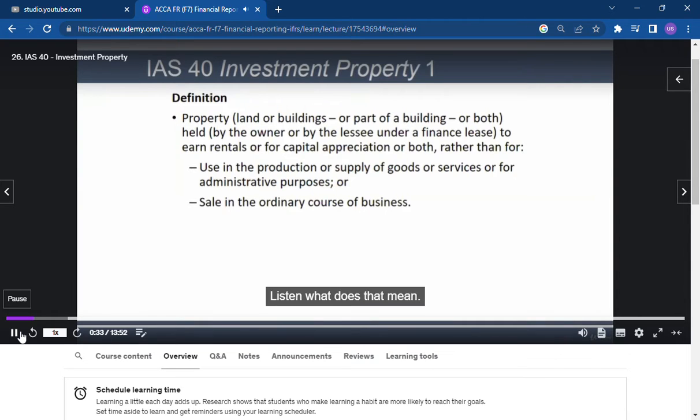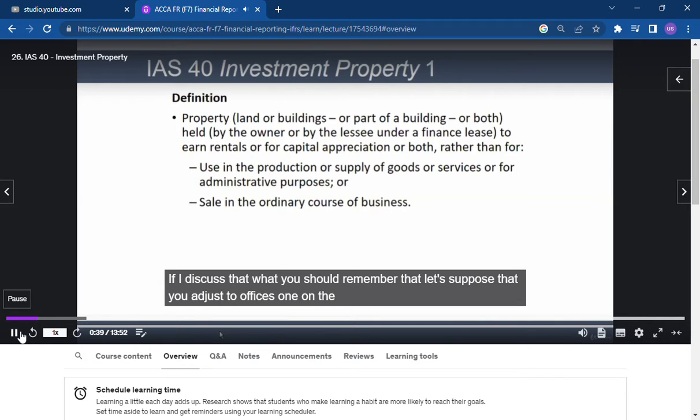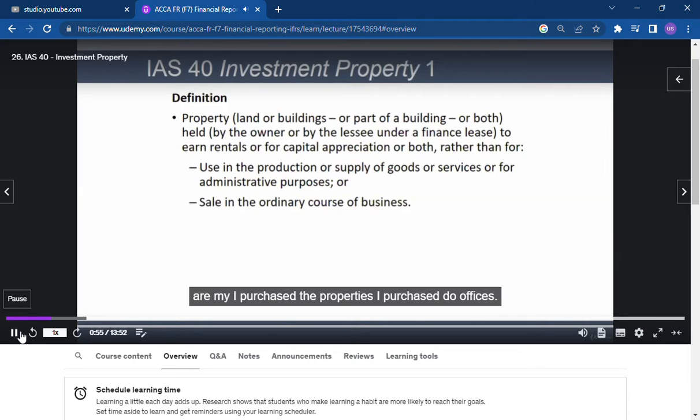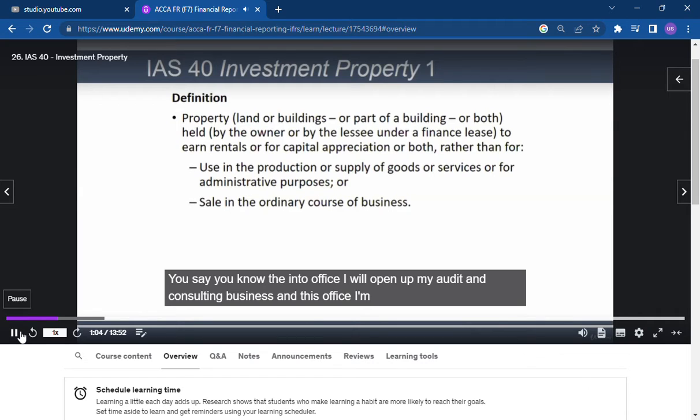Listen, what does that mean? I'm not sure if I explained this to you before or not. What you should remember is, let's suppose that you purchased two offices, one on the 10th floor of a building and one on the 12th floor. And then you invited me, saying, sir, come and see, I purchased two offices. I say, what are you going to do with these offices? You say, on the 10th floor office, I will open my audit and consulting business. I'm going to operate from here, and I'm opening a consulting company. This will be my office.